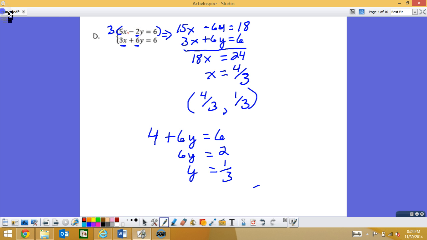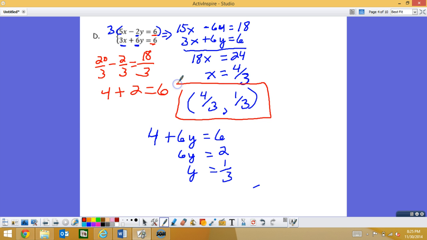5 times 4 thirds is 20 thirds. 2 times 1/3 is 2 thirds. So then I get 18 thirds, which is in fact 6. So it checks out in the first one. It works in the first one. 3 times 4 thirds is 4. 6 times 1/3 is 2. And that is in fact equal to 6. So then I know that is the solution for that system.